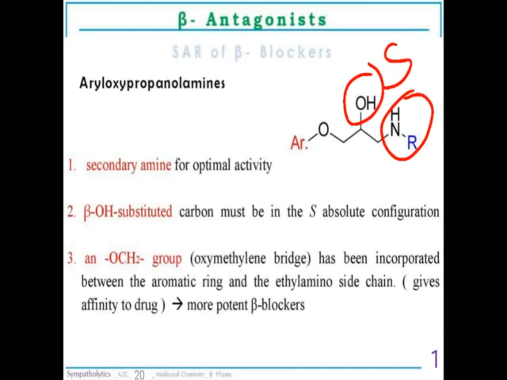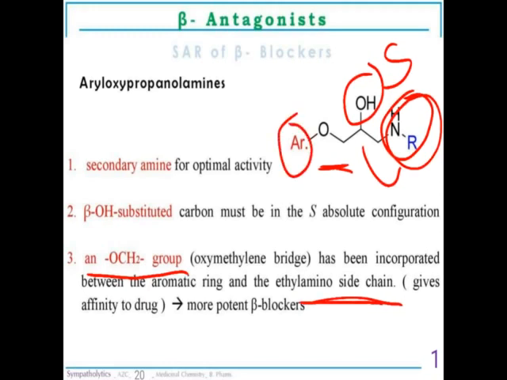Then an OCH2 group has been incorporated between the aromatic ring and the ethyl amino side chain. Okay, so this is the OCH2 group, and this is CH2 CH2, the ethyl, and this is the amino. So the OCH2 group must be present between the ethyl amino side chain and the aromatic group. When such a case is present, it gives a more potent beta blocker. That means this aryloxypropanolamine is the potent beta blocker.